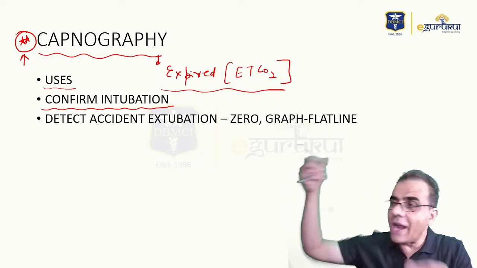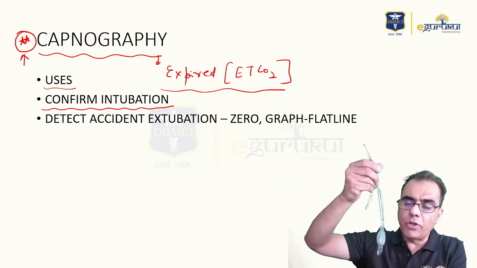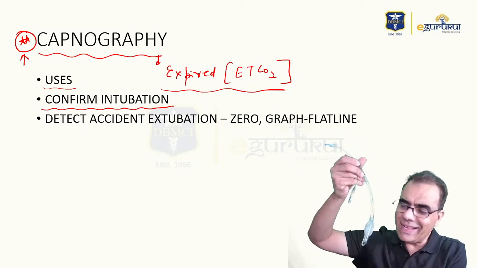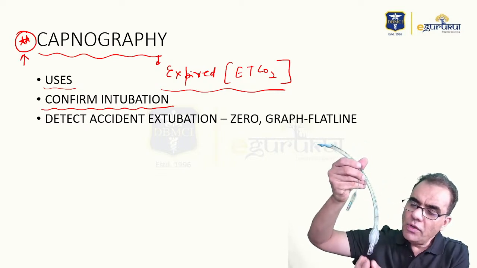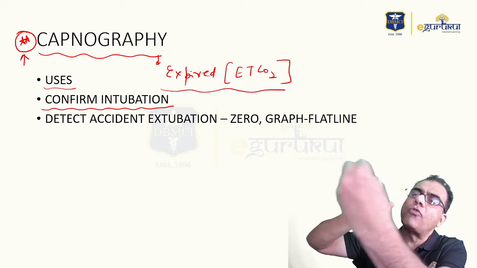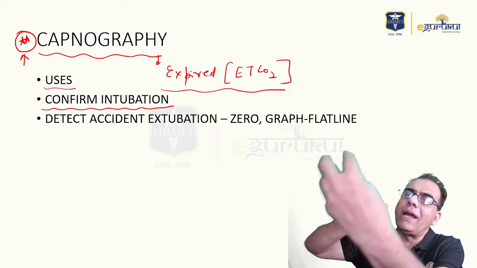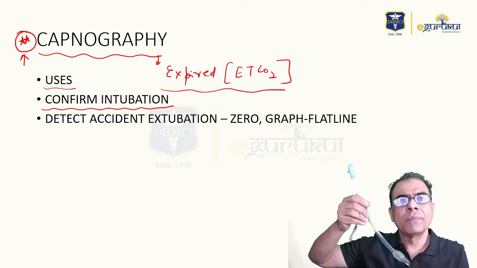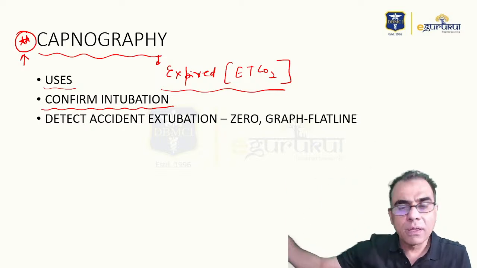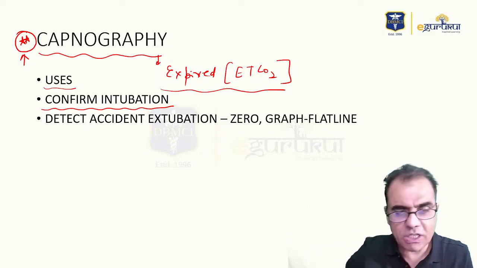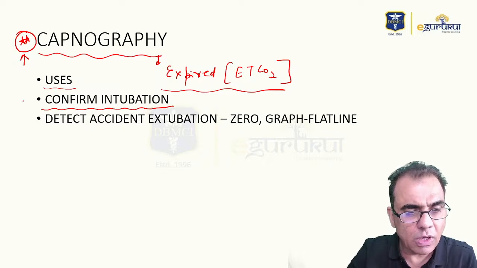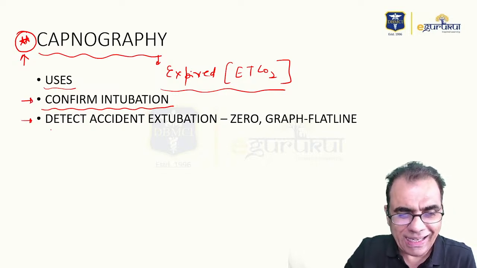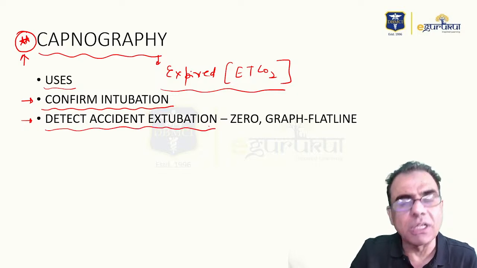Carbon dioxide will come out of the endotracheal tube only if your tube is in the trachea. Only if it is in the trachea will CO2 enter the tube and come out from here, and then you can take a sample and measure it on your monitor. So it is the surest confirmation of intubation. And when it can confirm intubation, it can detect accidental extubation.